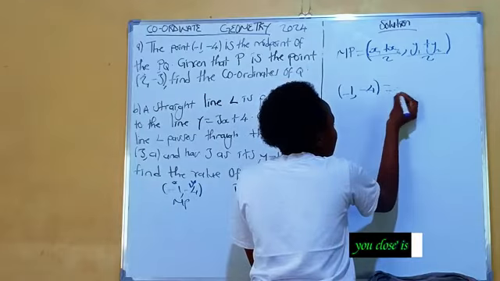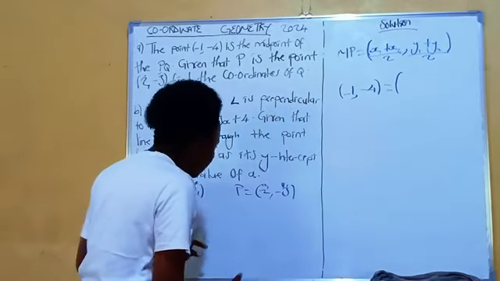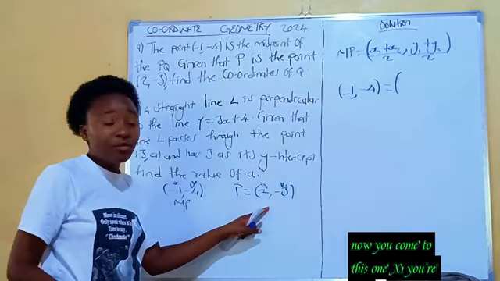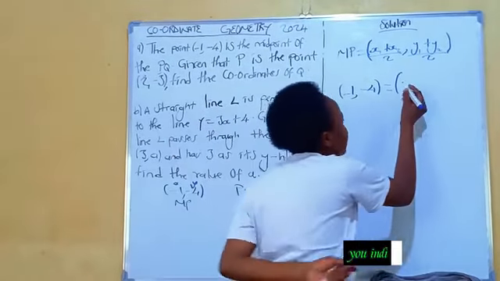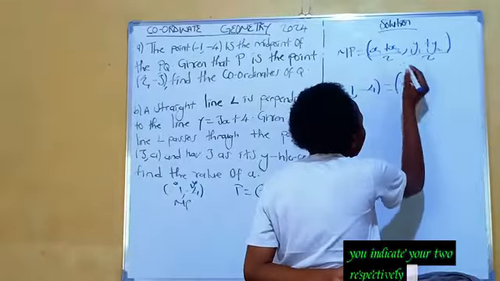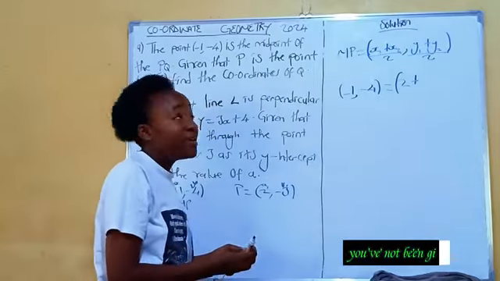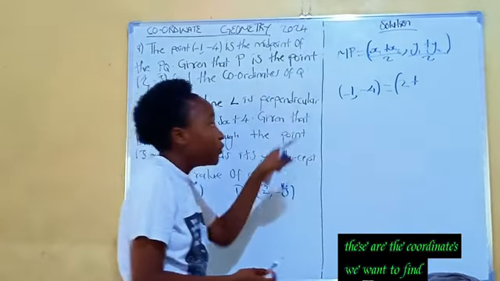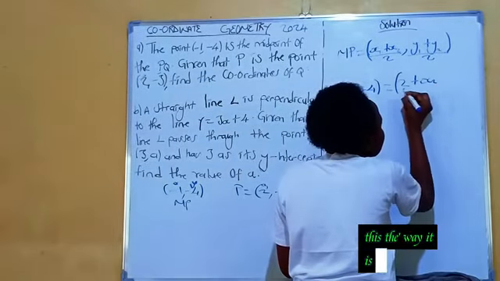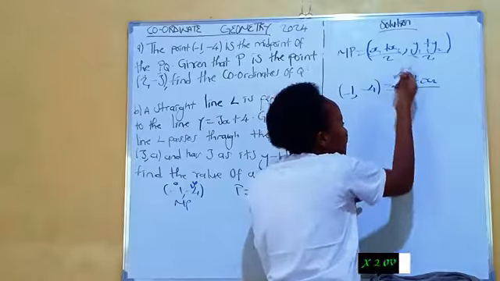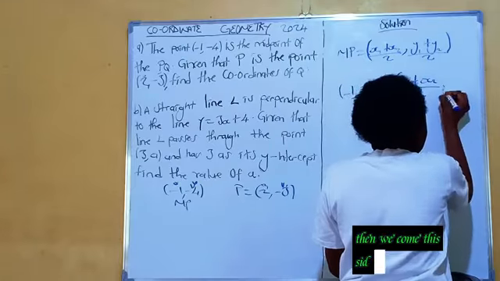You close, is equals to, you come back to your formula. Now you come to x1. From the coordinates of P, you're having 2, to indicate your 2 respectively, plus x2. You've not been given x2. These are the coordinates we want to find for Q. Henceforth, it is going to be x2 over 2, to show that we want to find x2. Then we come to this side.